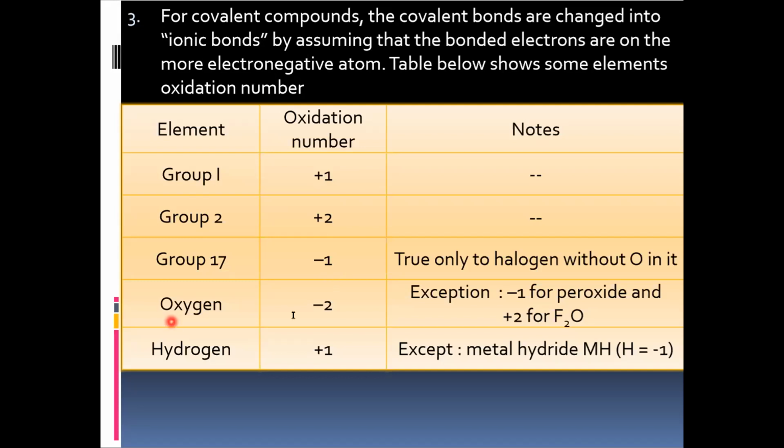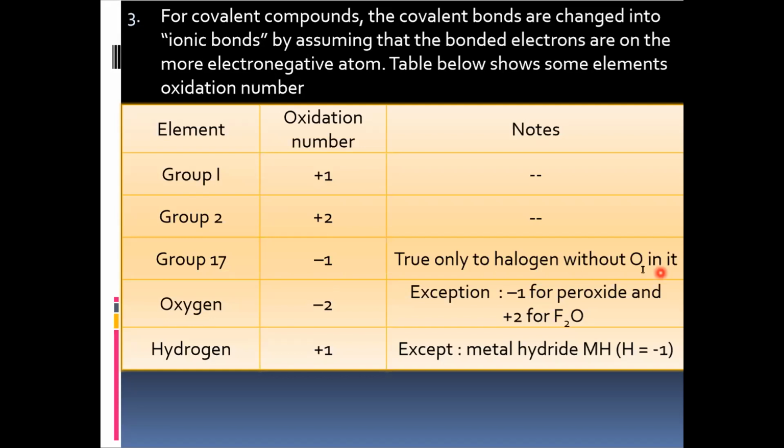Oxygen has an oxidation number of -2. Hydrogen has an oxidation number of +1. Now, there are some exceptions you need to know. The oxidation number for group 7, the halogen family, fluorine, chlorine, bromine, iodine, is -1. But it is true only for a halogen without oxygen in it.